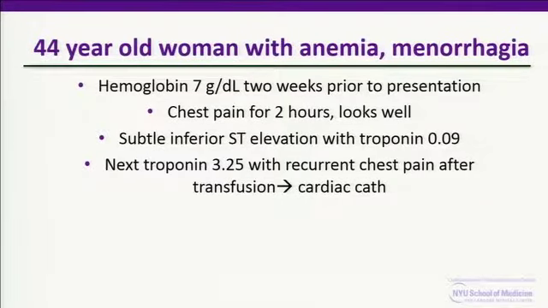So here's a 44-year-old woman with anemia and menorrhagia. She had a hemoglobin of 7 two weeks prior to the presentation. She had chest pain for 2 hours, but she's 44. She looked great. She had some subtle ST elevations on the inferior leads on the EKG. Her troponin was 0.09. Then she got a transfusion. She had more chest pain after the transfusion, and the next troponin was 3.25, so she's now taken to cardiac cath.